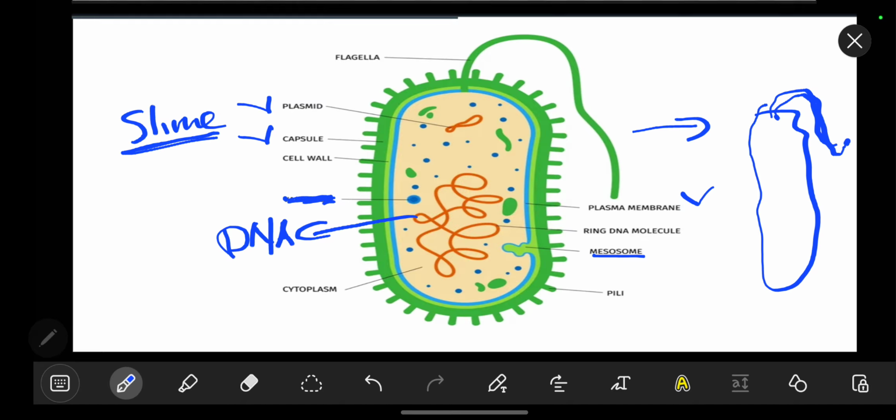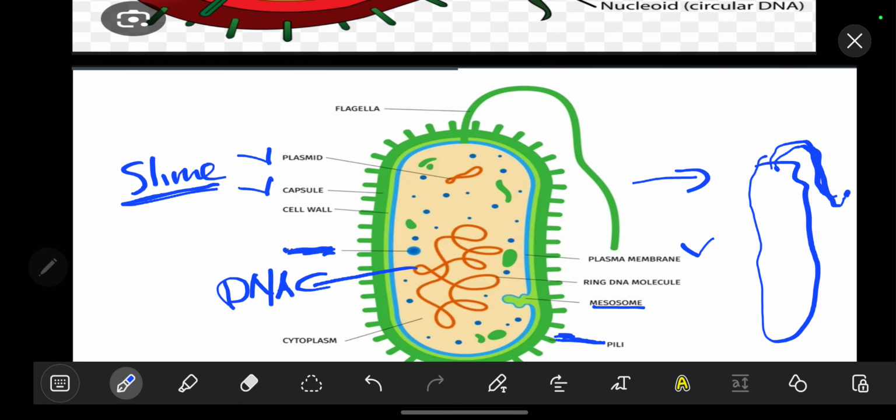Then the other thing is that when we look at the pili, which are these structures, the pili have got the function of helping the bacteria to be able to attach to host cells. So the bacteria most of the times will be required to attach to some host cell. So this is helped by the pili. So these help the bacteria attach to other organisms, or rather the hosts.